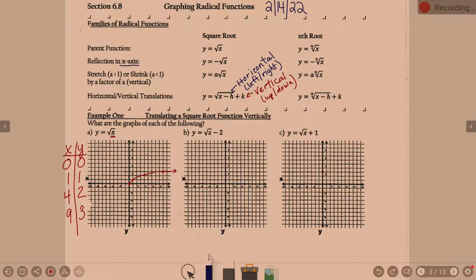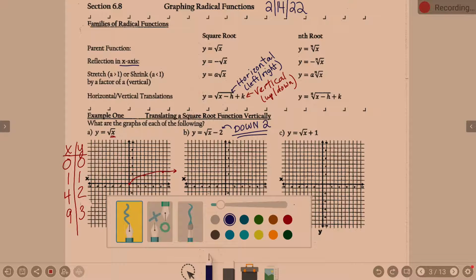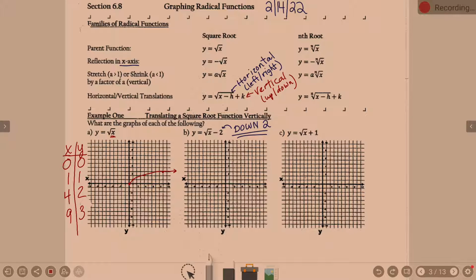What is this minus 2 telling me to do? It tells me to move my graph down 2. We're going to translate the graph down 2 because the minus 2 is outside of the radical, so it takes it up or down. Now, two different ways to do this. One option, could you graph these original 4 dots and then just move them down 2?